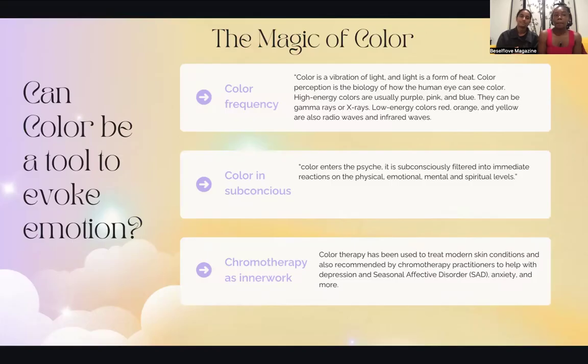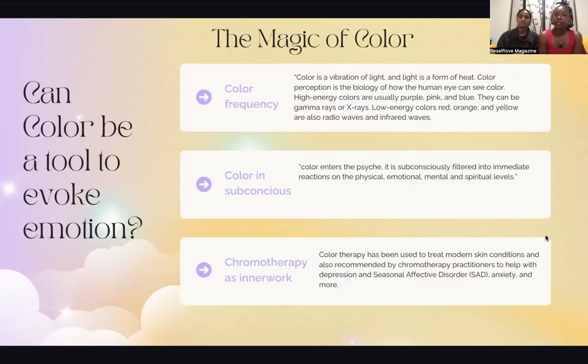So, can color be a tool to evoke emotions? The answer in the room when we first shared this was a big yes. The magic of color. So, color frequency. Color is a vibration of light, and light is a form of heat. Color perception is the biology of how the human eye can see color. So there are certain things we're not able to see. However, certain colors we can see because of how our eyes have evolved through time.